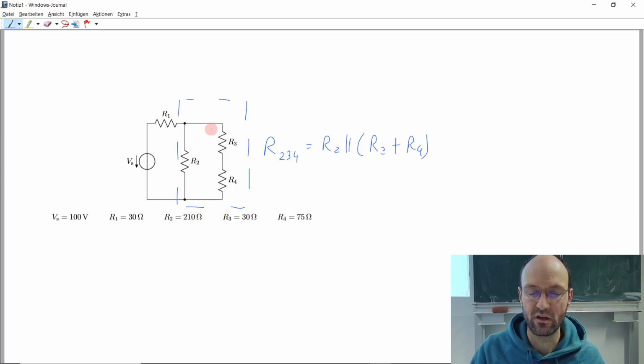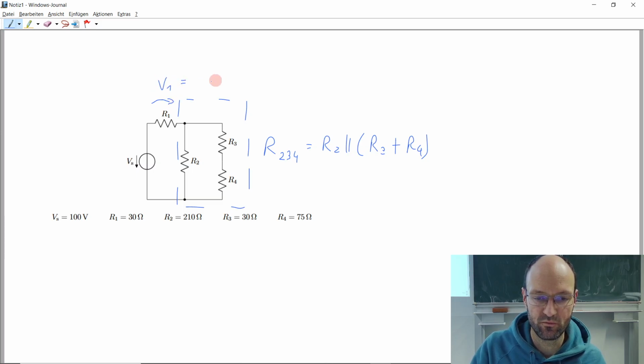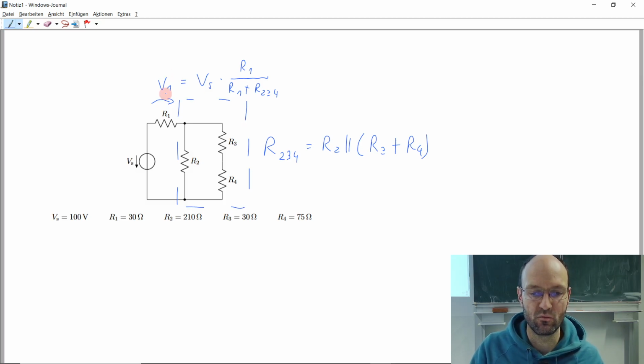So we know the equivalent resistance of this. And then how would we set up a voltage divider? R1 over R1 plus R234. So we could say, okay, this voltage here, V1, would be the same as our source voltage multiplied with R1, the partial resistance divided by the total resistance of the circuit, and this would be R1 plus R234. Okay, then we would get this voltage.